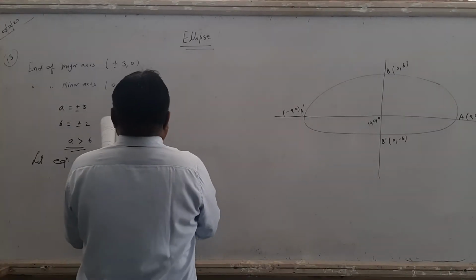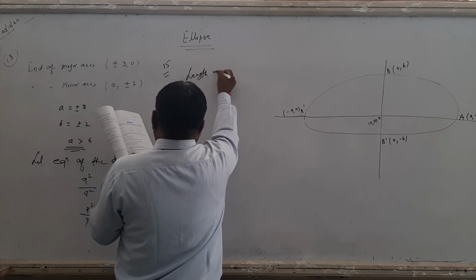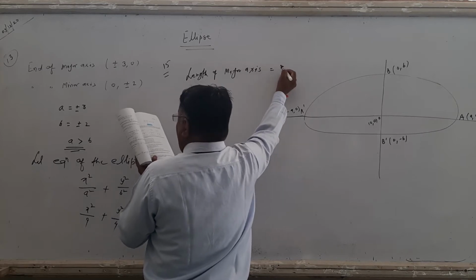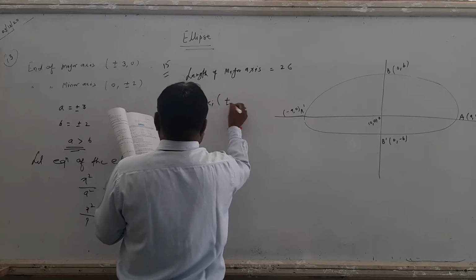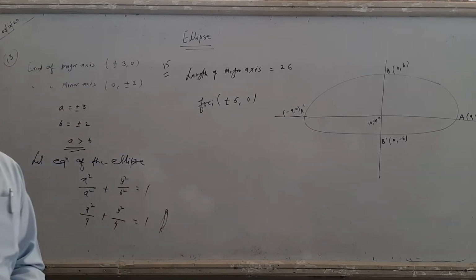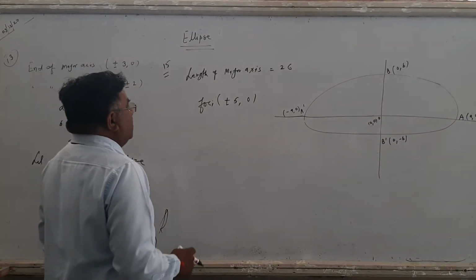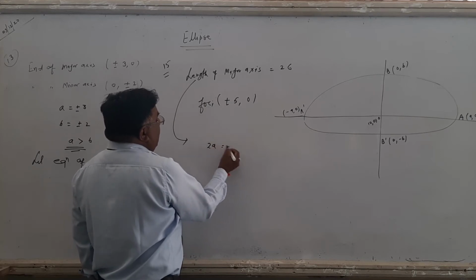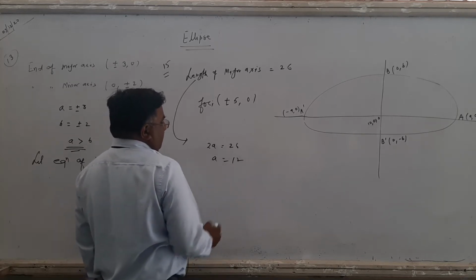length of major axis is 26. The given length of major axis is 26, and coordinates of foci are given as plus minus 5, 0. 14 and 15 are same, length of major axis and coordinates of foci are given. Student, to find the equation of an ellipse, there are two things, A and B. So first thing, length of major axis is given. You know, student, length of major axis is 2A, and 2A equals to 26, that is A equals to 13.